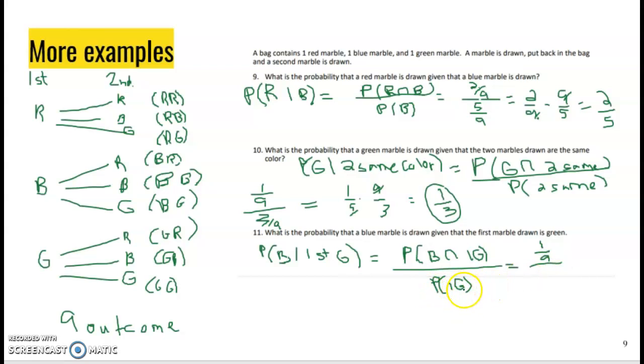I divide by then the probability that the first one is green. Well, if I look at the first one being green, I have 3 possibilities out of 9 where the first one is green. So again, I'm going to multiply by the reciprocal. My 9s are going to cancel out. And I, again, am going to get 1/3 as that probability.